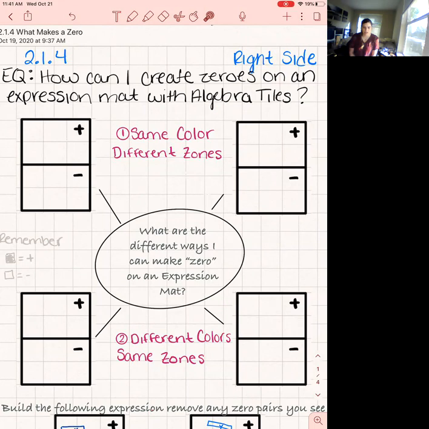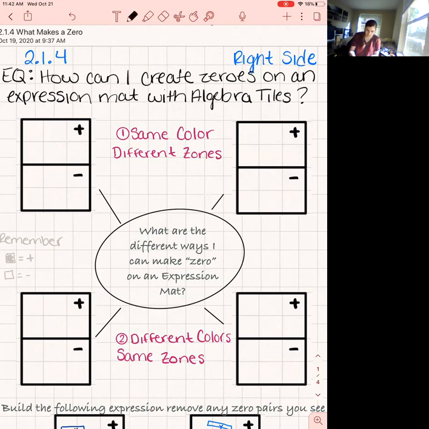Okay, so zeros, we know that a -1 plus a +1 is 0. A -2 plus a +2 is 0. So that's what we're looking to create. We're looking to get opposites that will cancel each other out on our expression mats. There are 4 different ways we can find zeros, and the idea is we're going to take those off the expression mat. If it's a 0, it doesn't mean anything, and we could take both those tiles off without changing anything.